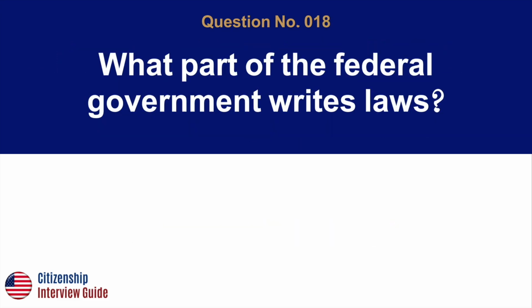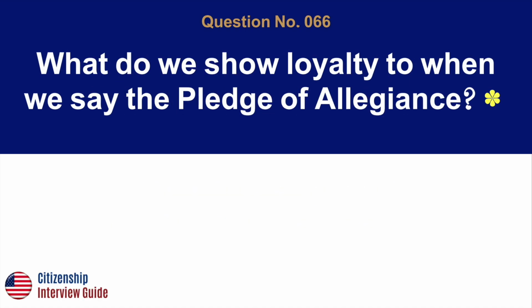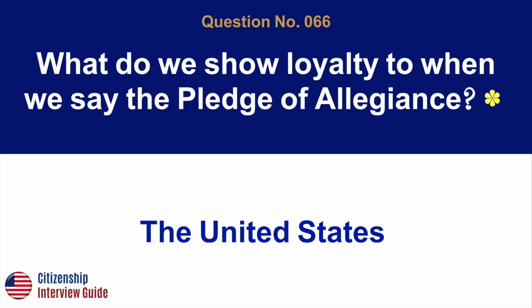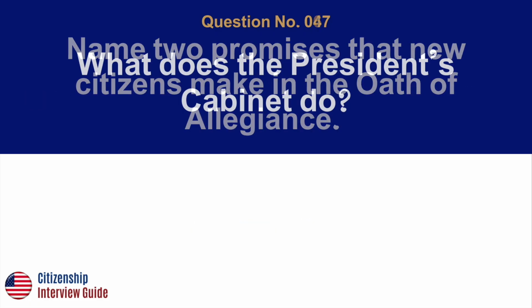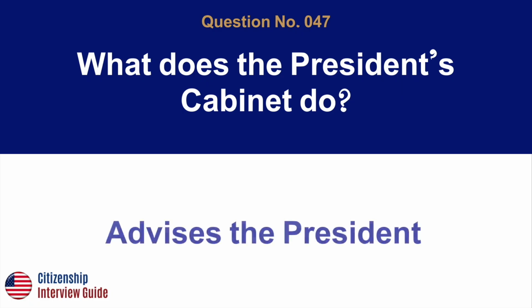What part of the federal government writes laws? U.S. Congress. What do we show loyalty to when we say the Pledge of Allegiance? The United States. What does the President's Cabinet do? Advises the President.